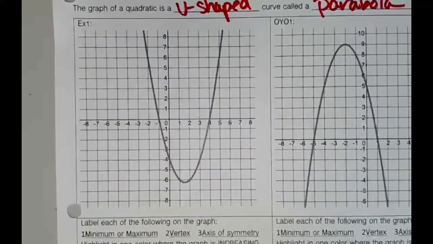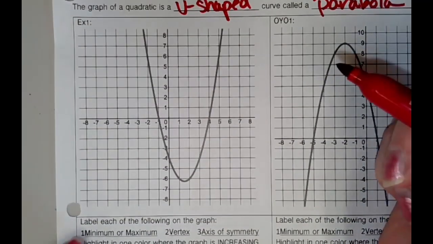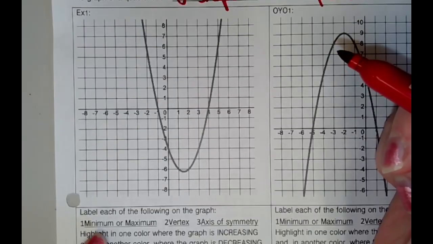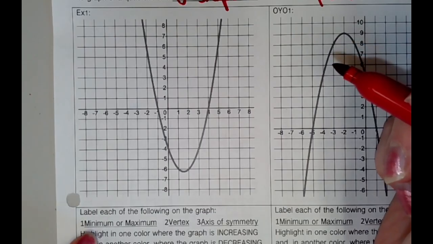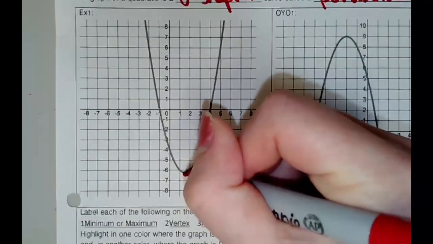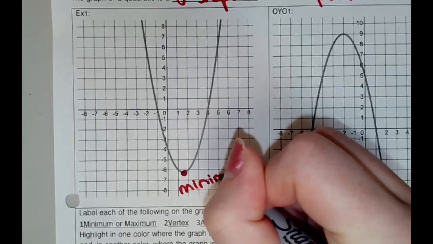Taking a look at example 1, what we want to do is label each of the following on the graph. Number 1, label the minimum or maximum. Minimum is the lowest point on the graph, maximum is the highest point on the graph. Looking at this graph right here, I would say that this is a minimum.